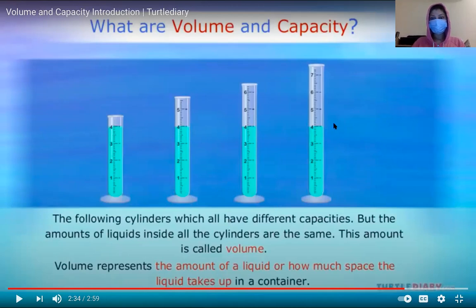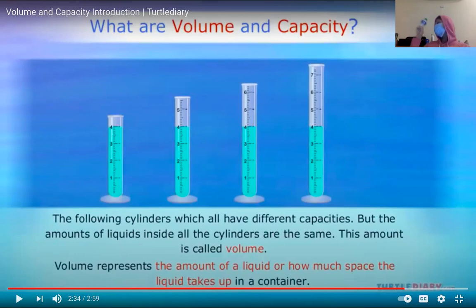Okay, although it can take until 7, but I only put 4. So the volume here is 4. Okay, so now you understand the difference between volume and capacity. The capacity is how much water the whole container takes, or how much liquid the whole container takes.